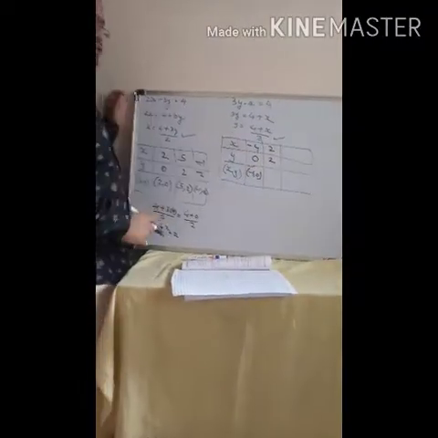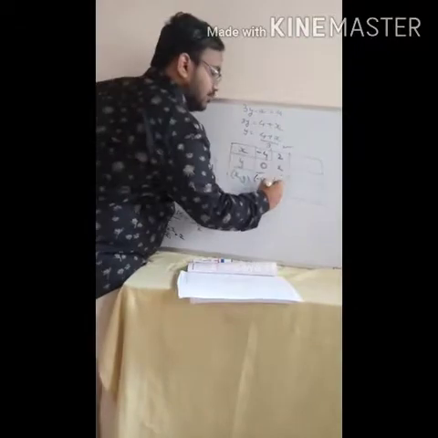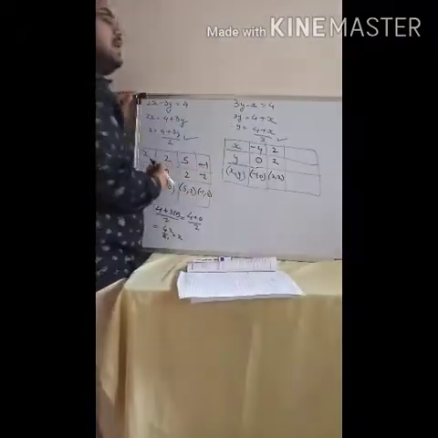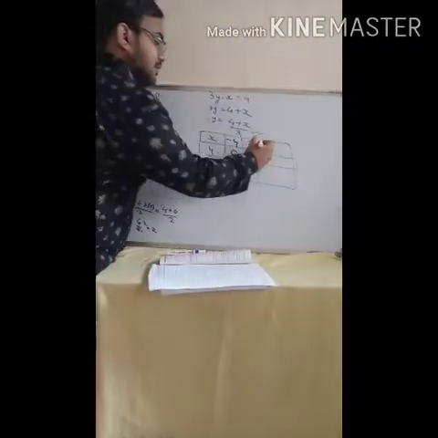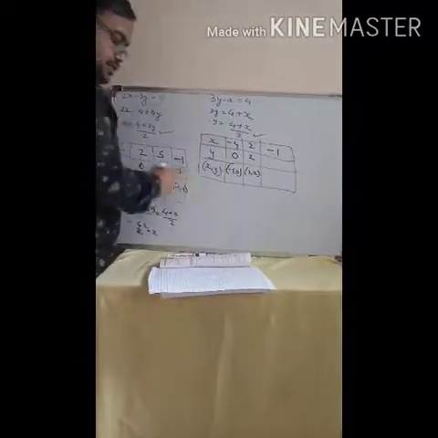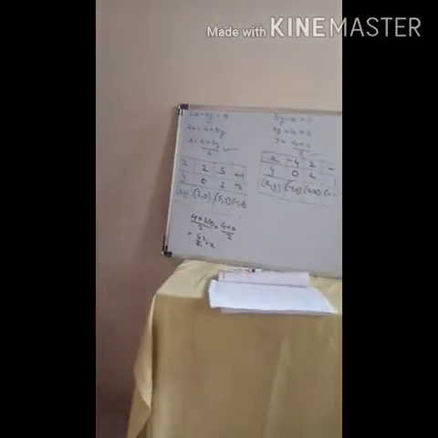4 plus 2, 6. 6 upon 3. 3 twos are 6, so you will get (2, 2). And what else can you get? Should you tell me? Minus 1, if you take, you will get the answer 1. Okay.